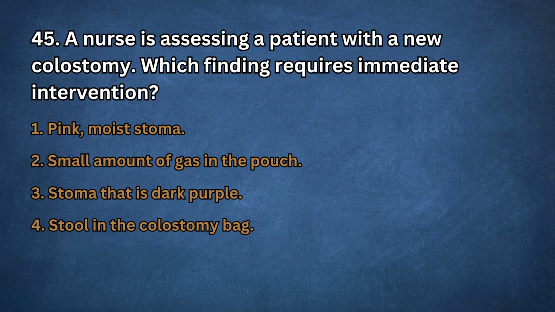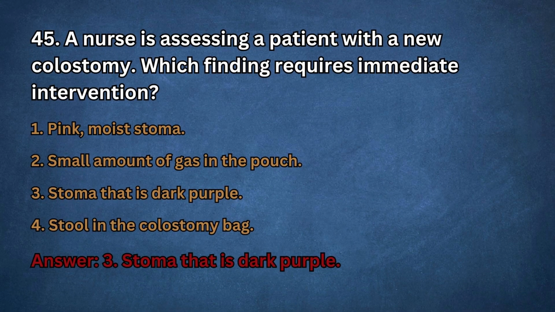45. A nurse is assessing a patient with a new colostomy. Which finding requires immediate intervention? 1. Pink moist stoma. 2. Small amount of gas in the pouch. 3. Stoma that is dark purple. 4. Stool in the colostomy bag. Answer 3. Stoma that is dark purple.